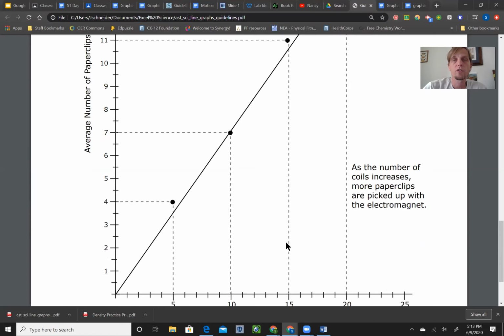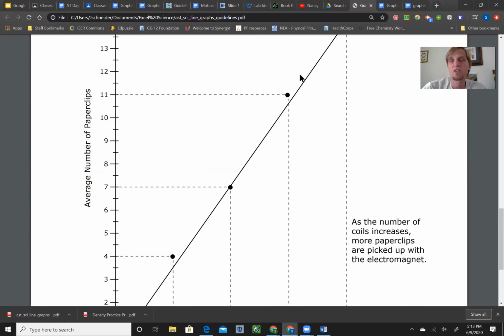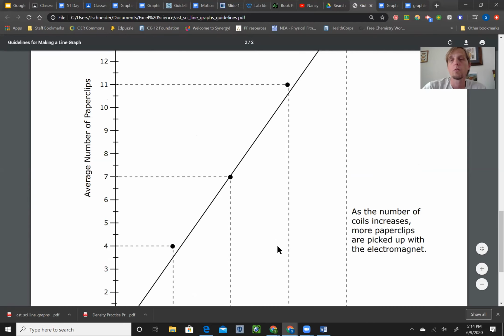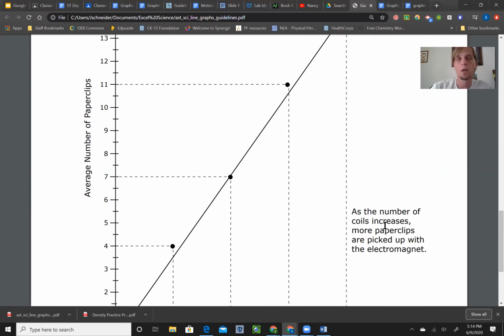Well, we can truly see that this line is going up at a slant, that slope. So a concluding sentence would be something like, as the number of coils increases, the more paper clips you can pick up. There you go. That's a conclusion anyone can see just from looking at this graph.